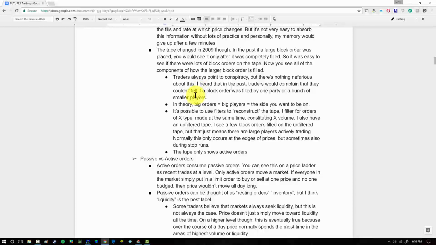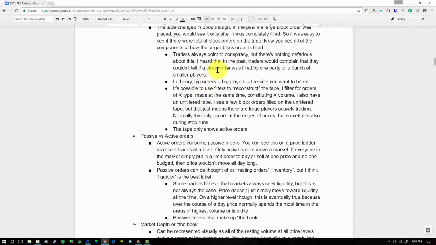So, in the past, for instance, traders would complain that they couldn't tell if a block order was filled by another large party or a bunch of interested parties. So maybe you have a block order for 100 contracts to sell. Traders were peeved because they weren't really sure if another big trader took that order, or if maybe 20 smaller guys came in and filled out all the orders for that block order. So in theory, though, what's still true is big orders should equal big players, and that should equal the side you want to be on.